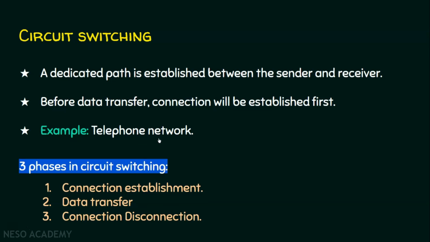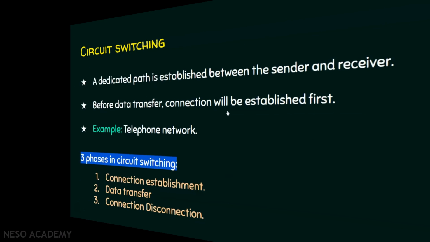Basically, circuit switching has three phases. Number 1, connection establishment. Number 2, data transfer. And number 3, connection disconnection. So if you observe here, before data transfer, the connection is established. That is what is mentioned here. Before data transfer, the connection will be established. We will see an example, and it will be very helpful for you to understand this in a better way.